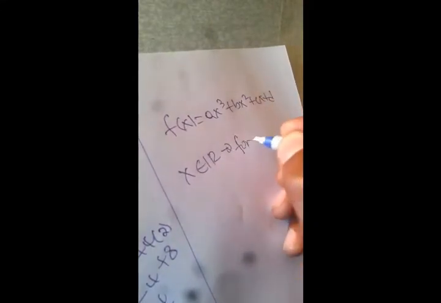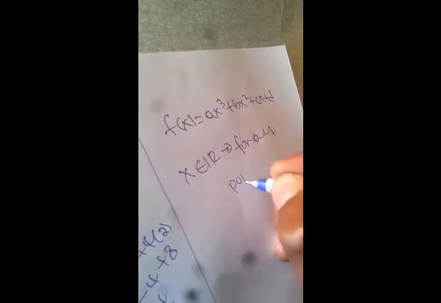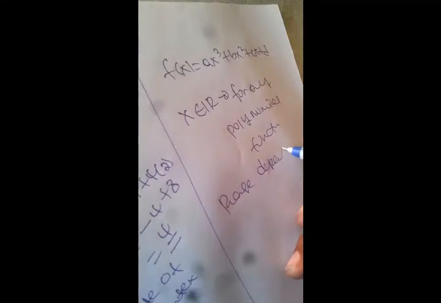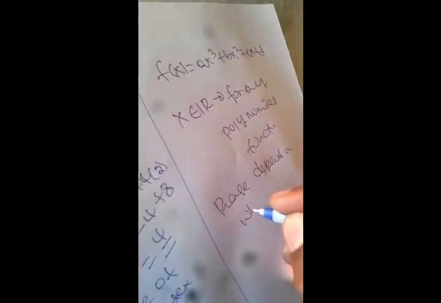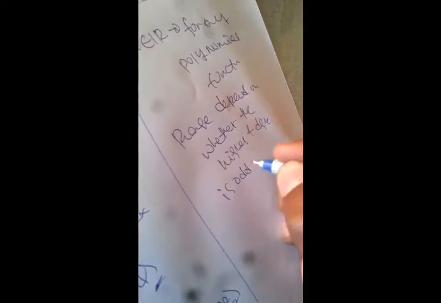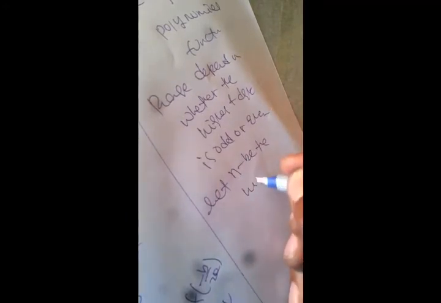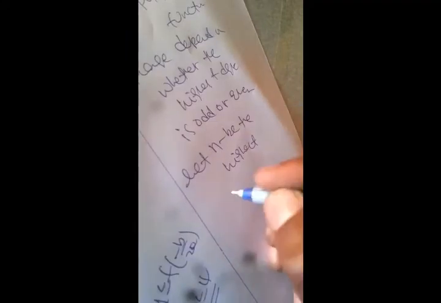Because for any polynomial function, domain will always be real number, and its range depends on whether the highest degree is odd or even. Let n be the highest degree.